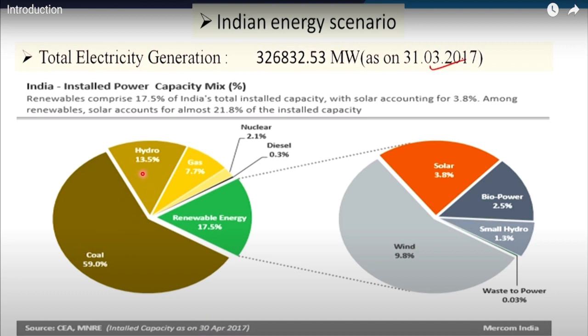And somewhere around 13 to 14% comes from hydroelectric power plants, and gas amounts to somewhere around 7 to 8%. A very small amount of this pie chart goes to nuclear energy and diesel. And then 17.5% comes from renewable energies. This renewable energy consists mainly of wind energy, solar energy, biopower, and small scale hydropower. Also a very, very minute percent, approximately 0.03%, goes to this new concept of converting waste to generate energy. So this is how the scenario of energy generation in India looks.